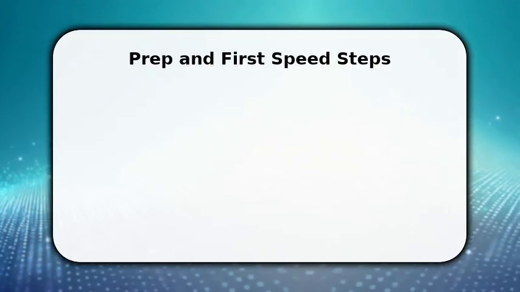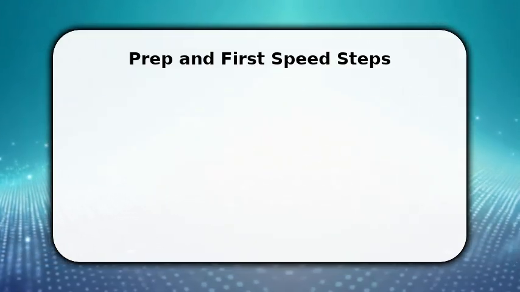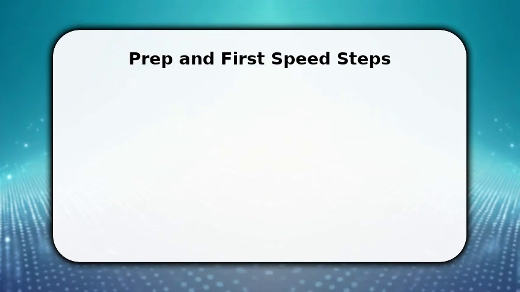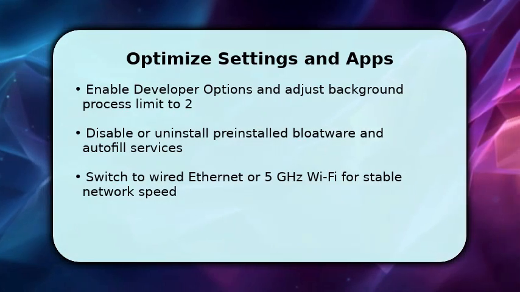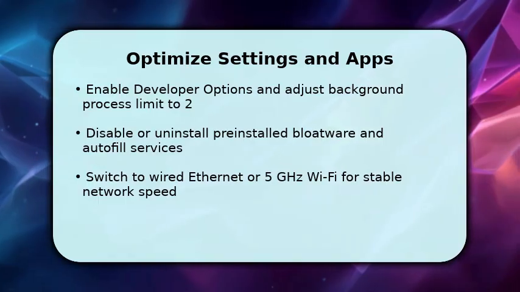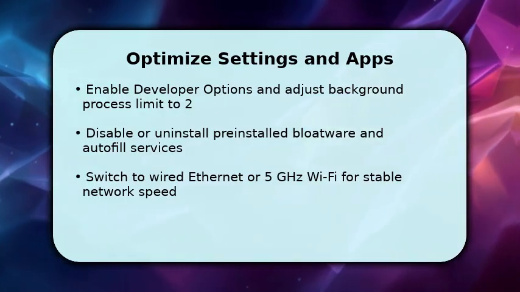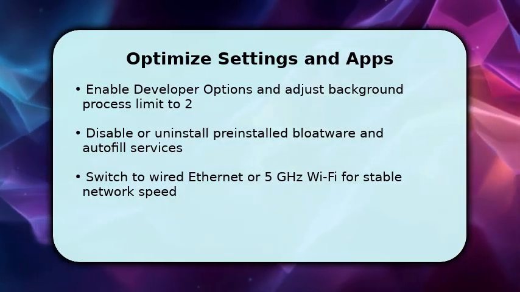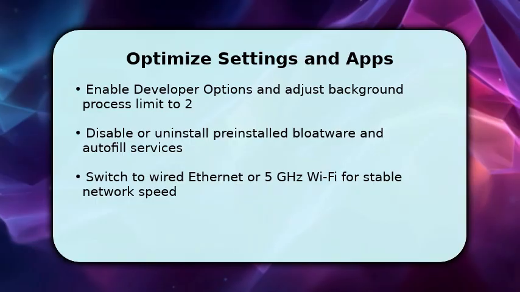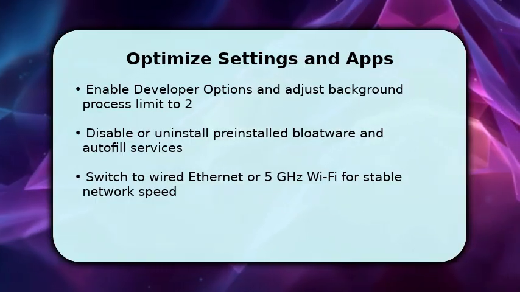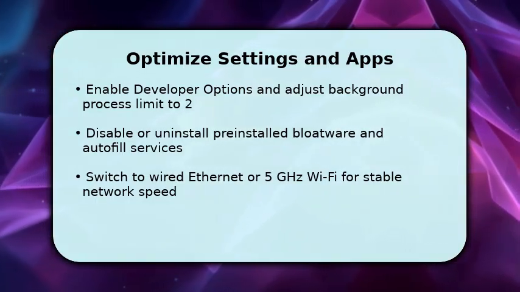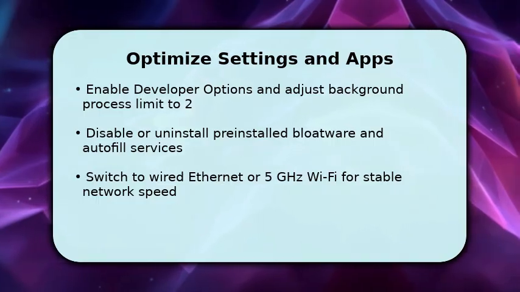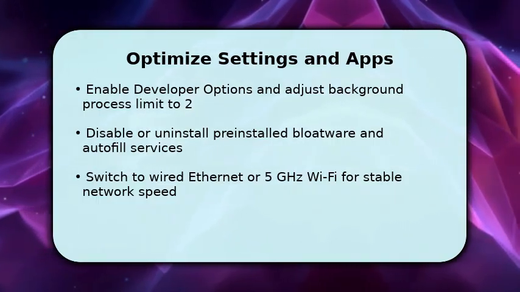You now go deeper by changing system behavior for performance. First, enable developer options, then set background process limit to 2 to prevent idle apps from consuming RAM. This reduces lag. Next, disable or remove pre-installed bloatware and heavy autofill services that start at boot, because fewer startup processes mean a snappier UI. Finally, make sure you use wired Ethernet or 5 GHz Wi-Fi.